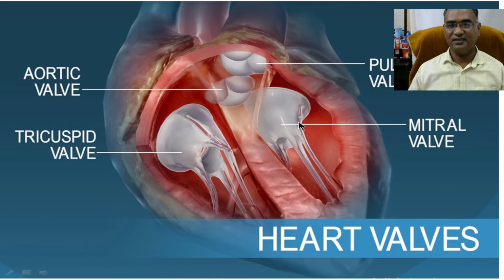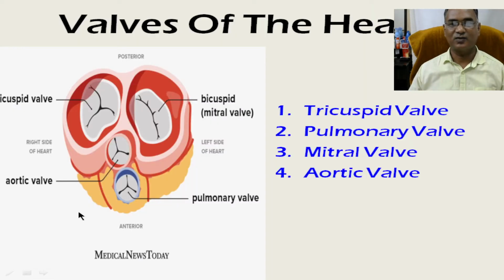So next we can discuss the heart valves. I already told you there are four valves: aortic valve, tricuspid valve, pulmonary valve, and mitral valve. These are the four valves which are very, very important to circulate and receive the blood throughout your body. So let us discuss them one by one. Valves of the heart: tricuspid valve, pulmonary valve, and mitral valve.